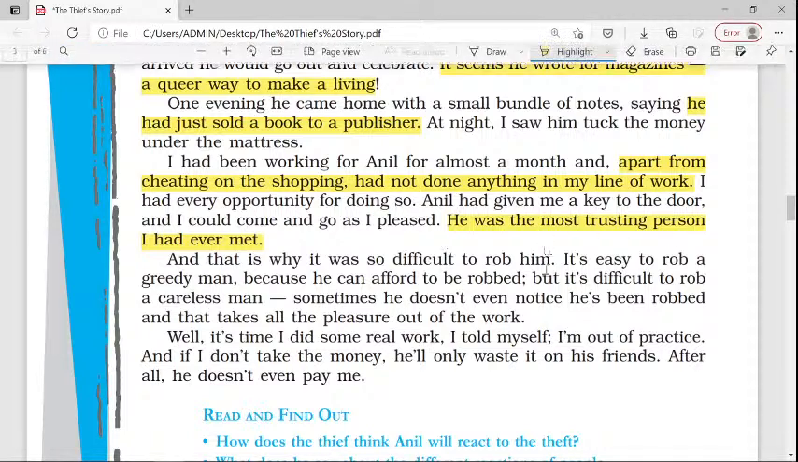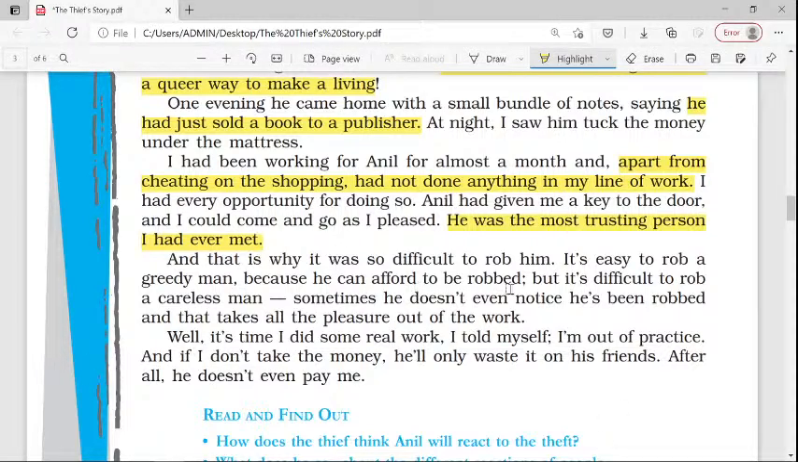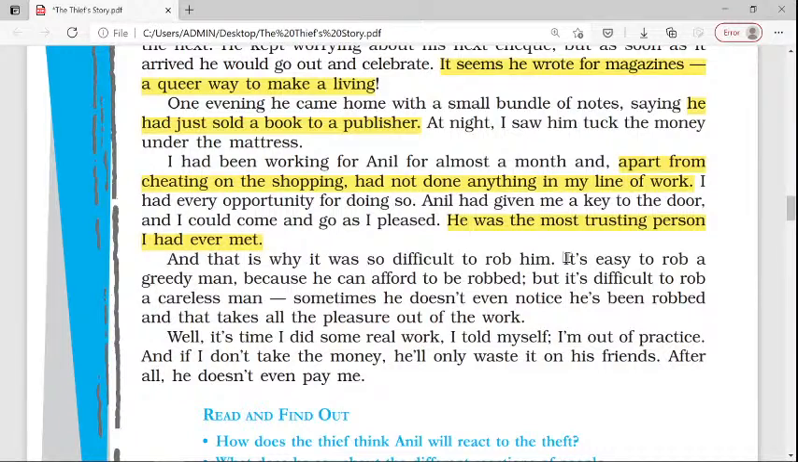"It is easy to rob a greedy man because he can afford to be robbed, but it is difficult to rob a careless man. Sometimes he doesn't even notice he has been robbed, and that takes all the pleasure out of the work." So now Hari Singh gives his opinion about what kind of people it's easy to rob and what kind it's difficult to rob. He says it's easy to rob a greedy man because he can afford to be robbed, but it's difficult to rob a careless man. Why? Because sometimes he doesn't even notice that he has been robbed.